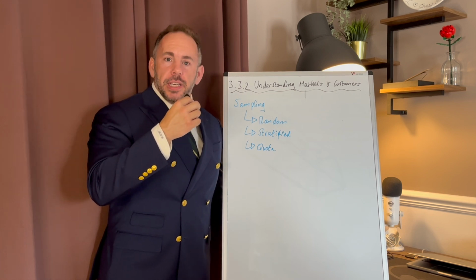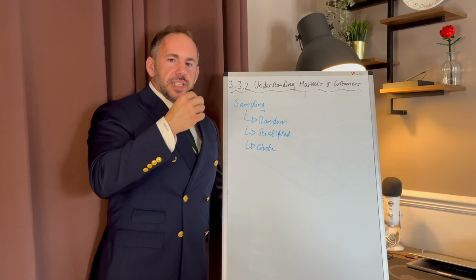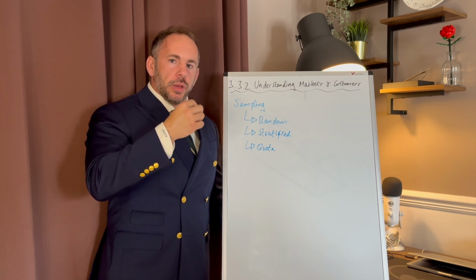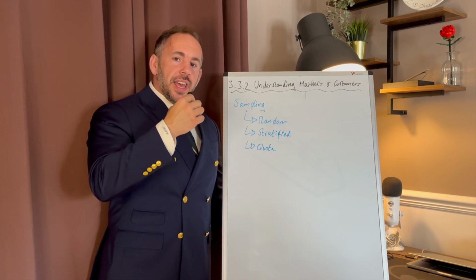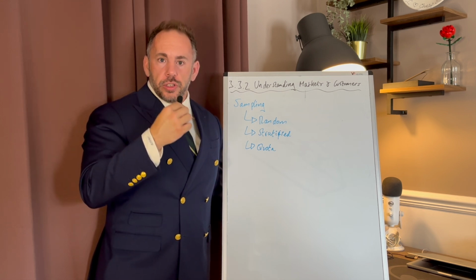So if we go with age and we go, right, we're going to do 0 to 10-year-olds, 11 to 20-year-olds, 21, and so on and so forth. So we're going to ask 10 0 to 10-year-olds, 10 11 to 21-year-olds, so on and so forth.